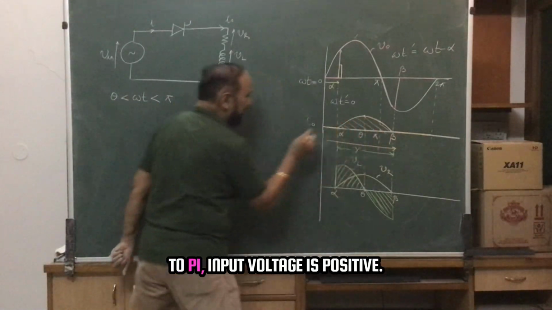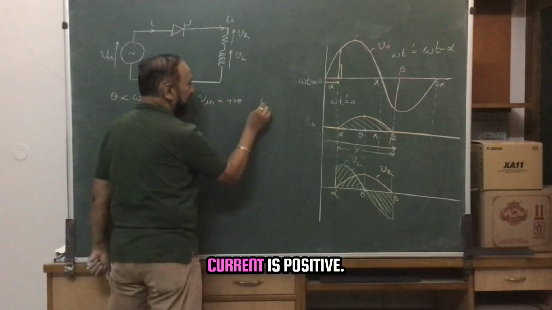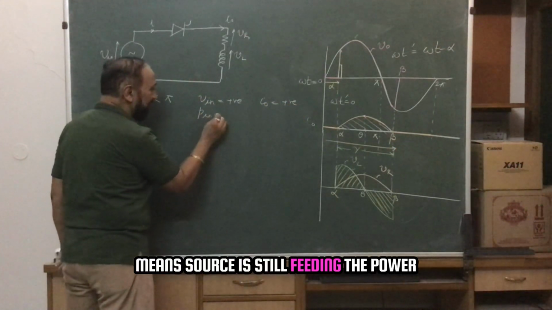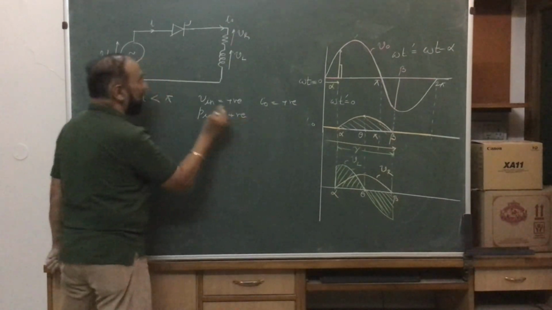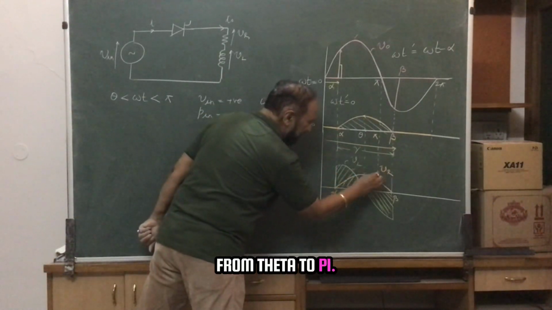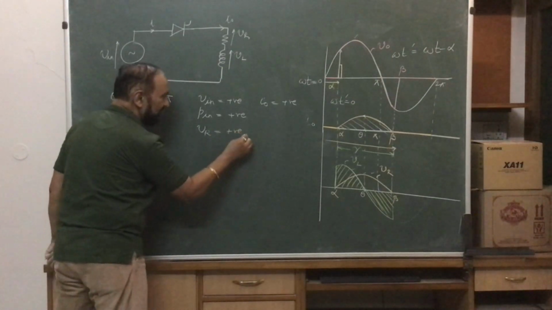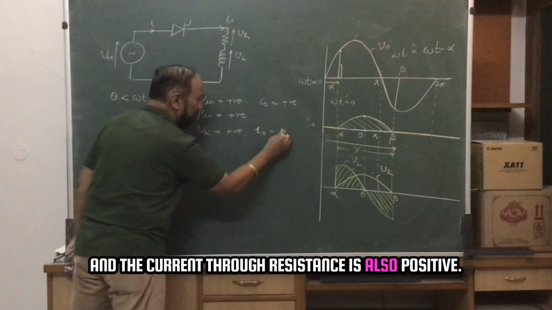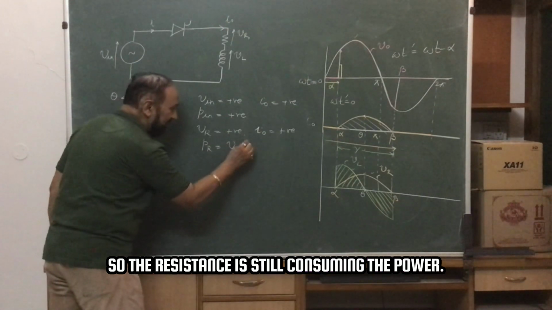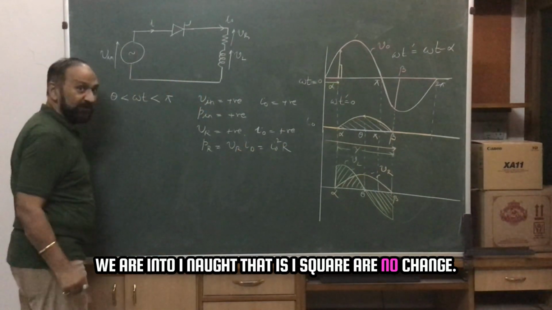From theta to pi, input voltage is positive, current is positive, means source is still feeding the power. From theta to pi, resistance voltage is positive and the current through resistance is also positive. So the resistance is still consuming the power VR into I naught, that is I square R. No change.